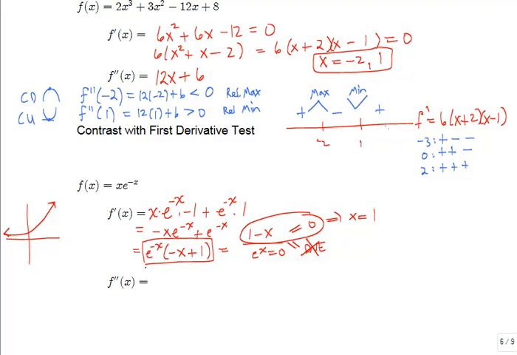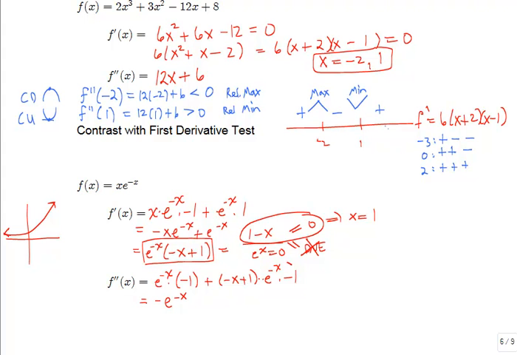So this would be the first times the derivative of the second. The derivative of negative x plus 1 is negative 1. Plus the second times the derivative of the first. And the derivative of e to the negative x is e to the negative x times negative 1. Now let's clean that up. We're going to get a negative e to the negative x.